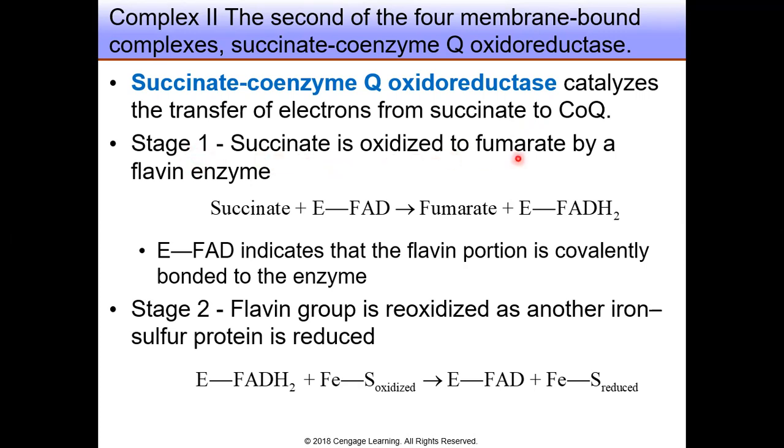Now, succinate is oxidized to fumarate by a flavin enzyme. Notice, you remember succinate, the substrate from the citric acid cycle, is oxidized to fumarate by a flavin enzyme. Now again, the notation E-FAD indicates that the flavin portion is covalently bonded to the enzyme. Now the flavin group is reoxidized in the next stage, whereas an iron-sulfur protein is reduced, as you can see here.